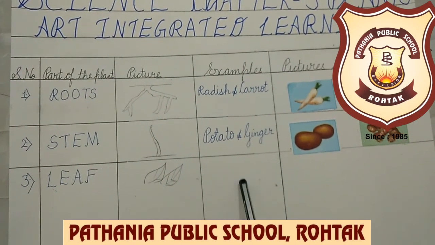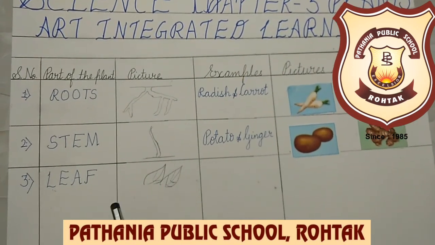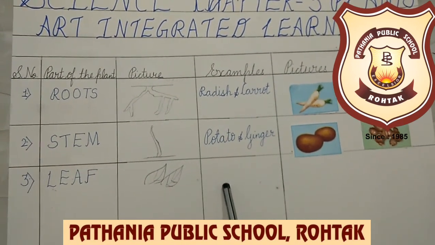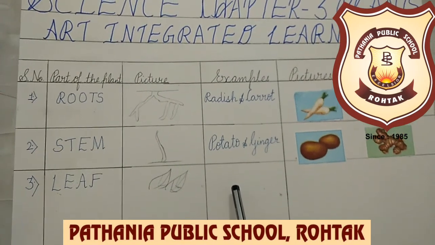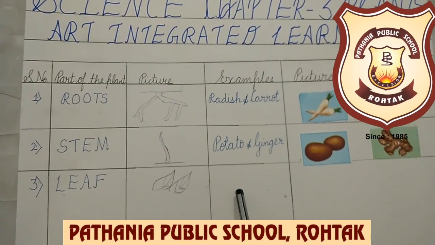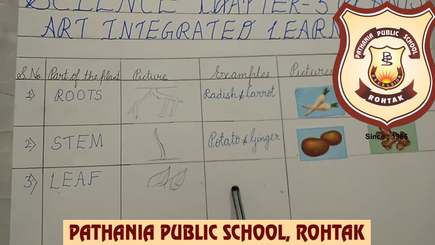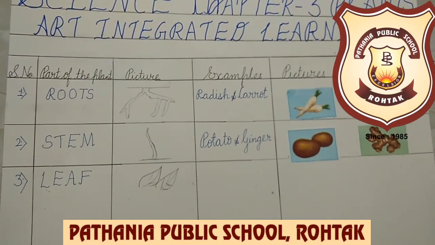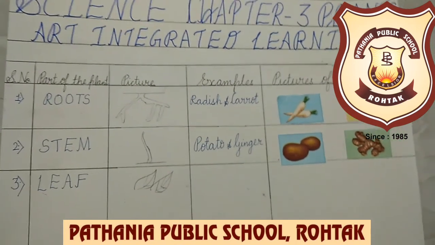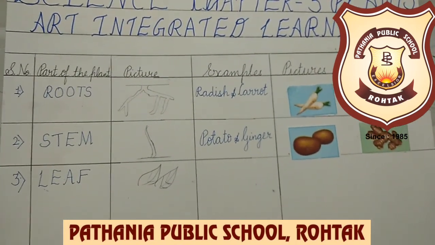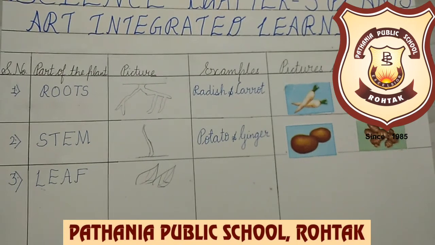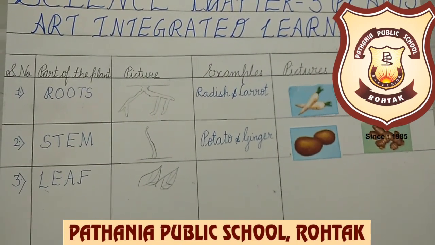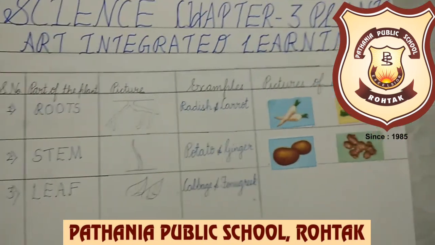Now beta, tell me two examples of leaves that we eat. Yes, cabbage. One is cabbage and another one is fenugreek. So, we eat these two leaves of the plant, cabbage and fenugreek. So, in the examples column, we will write cabbage and fenugreek.